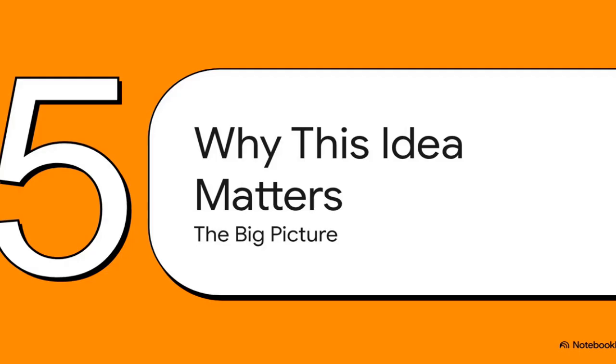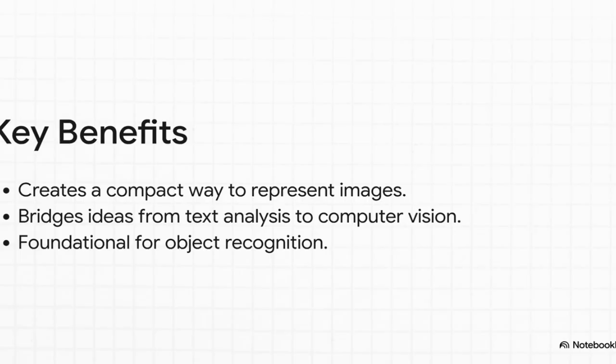All right, so let's zoom all the way out. We've gone through the nitty-gritty of the process. But why does this whole bag of visual words approach matter so much in the grand scheme of computer vision? Well, there are a few huge reasons. First off, it takes these messy, high-resolution images and turns them into a simple, compact list of features, which is so much easier for a computer to work with. And second, it cleverly took these powerful ideas from text analysis and proved they could work for images too. That just opened up a ton of new possibilities, and it made this a real cornerstone technique for object recognition for many, many years.